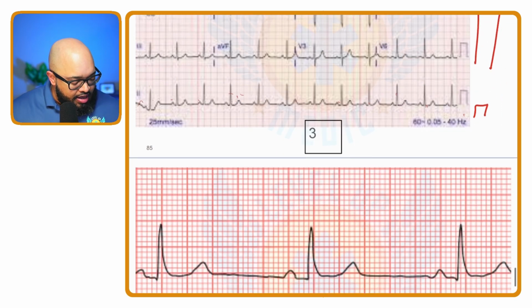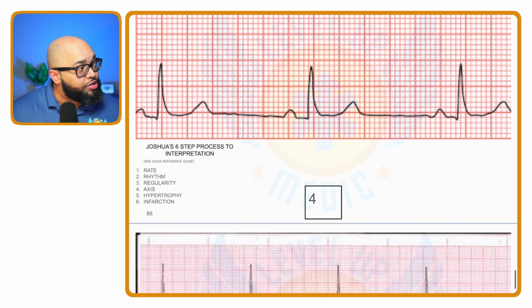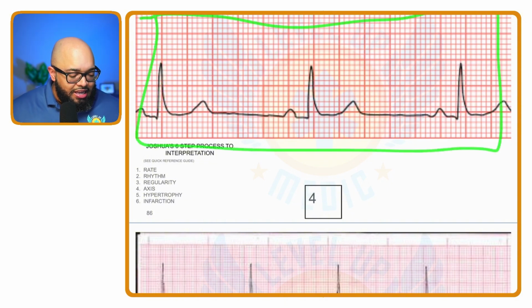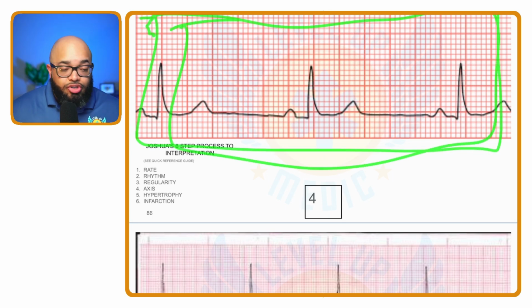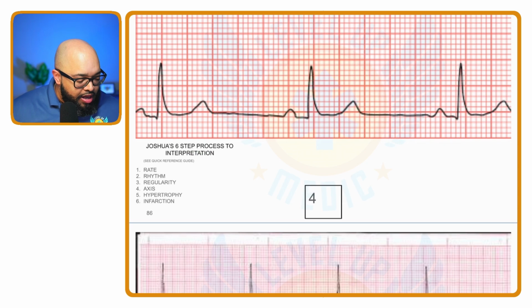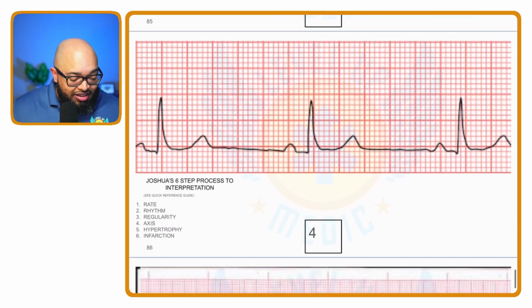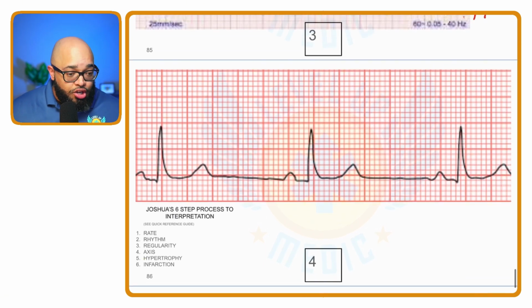Okay. Now let's go to number 4. We're going to use our same 6-step process. Let's look at the rate. This one aligns nicely. When you look at a strip like this, sometimes it's a little difficult to know, okay, is this a 6-second strip or how long is the strip? Because there are no marks for us to tell. That's why the 300 method is a good one to use here.